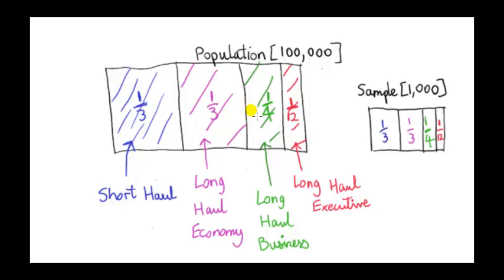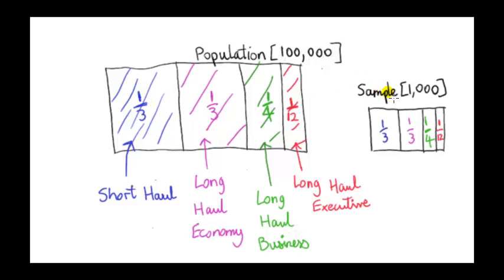As an aside, let's look at a possible sample of size 1,000. So let's imagine that for the month of May, 100,000 people used this particular airline. And let's suppose that the population is broken down by these particular strata. 1/3 of the people use short haul, 1/3 of them use long haul economy, 1/4 use long haul business, and 1/12 use long haul executive.